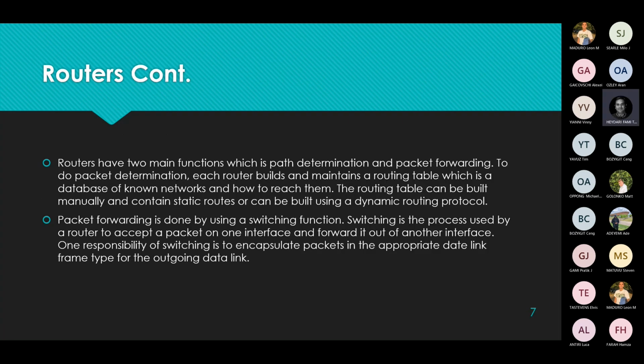Yeah? Move on. You're muted. Packet forwarding is done by using the switching function. Switching is the process used by a router to accept a packet on one interface and forward it out of another interface. One responsibility of switching is to encapsulate packets in the appropriate data link frame type for the outgoing data link. So most common network devices that you have heard and you have learned so far are routers and switches. Switches, they operate at layer 2. Routers, they operate at layer 3.